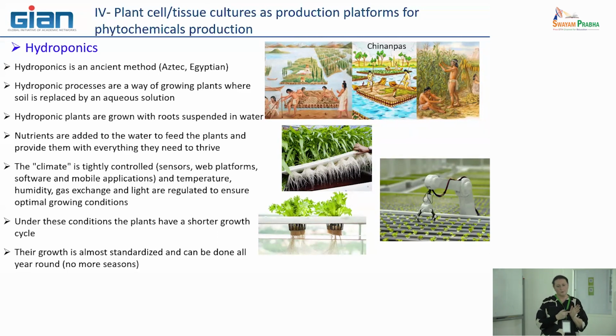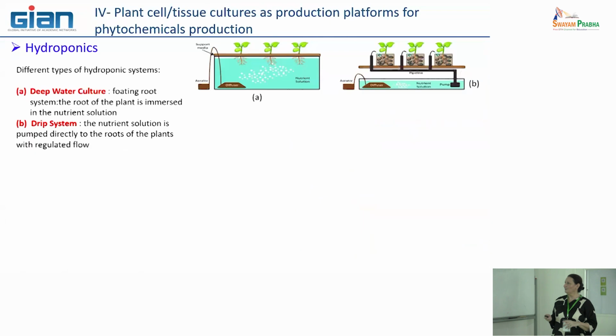So it means that during 1 year, you may have lots of cycles, and so you can harvest plants all during the year. It's continuous. And because all is under control, you are not conditioned by seasons. You are completely free from the season. So it's very interesting. But not all plants can be cultivated this way. We'll see that later.